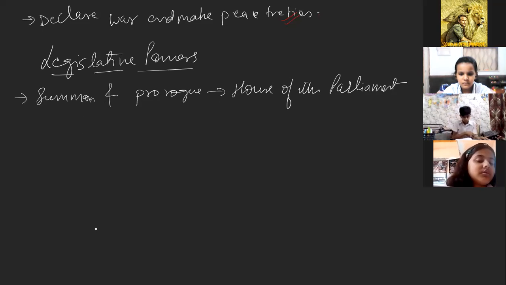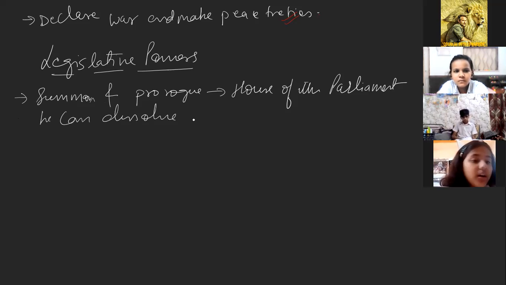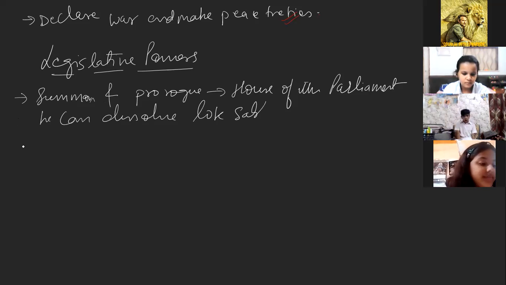Now, what are the two houses of the parliament? Rajya Sabha and Lok Sabha. And one more thing, which is there in the first point, he can dissolve Lok Sabha. Okay. Then coming to the next.